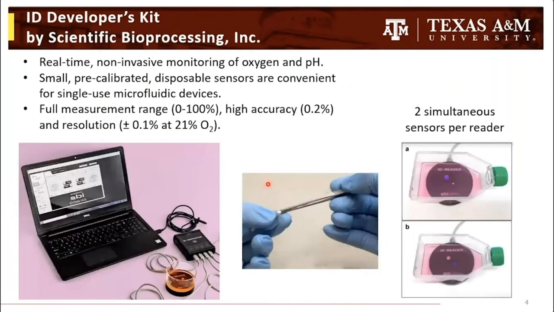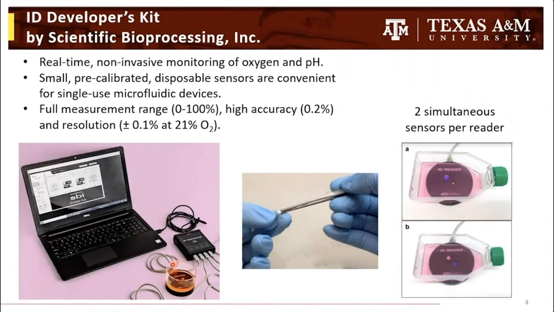Now, in order to test this oxygen gradient generation hypothesis, we decided to use the ID developer's kit by Scientific Bioprocessing. This kit offers real-time, non-invasive monitoring of oxygen and pH, and it's very convenient in terms of microfluidics. Sensors that are used are very small, are pre-calibrated, and they are disposable sensors that are convenient for single-use microfluidic devices. The sensors also offer a full measurement range from 0 to 100% oxygen saturation with high accuracy and high resolution.